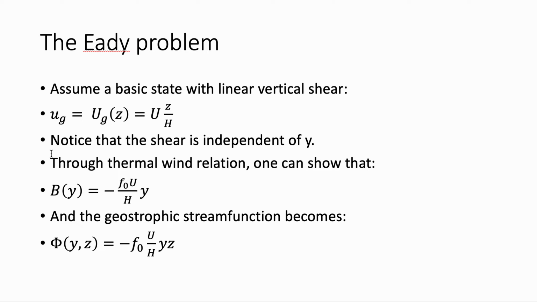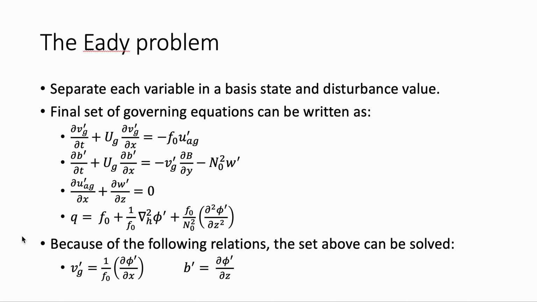Because of the thermal wind relations, we can also write down the shape of buoyancy and also the geostrophic stream function. Okay, and the buoyancy is going to be a function of latitude only, obviously modulo parameters, and the stream function is going to be a function of both height and latitude. Okay, from this you can see very easily that you can just rederive the UG by taking a y derivative. So easy peasy.